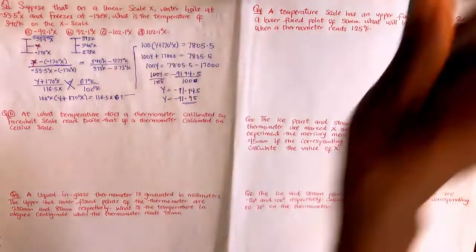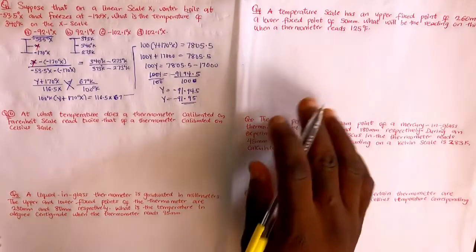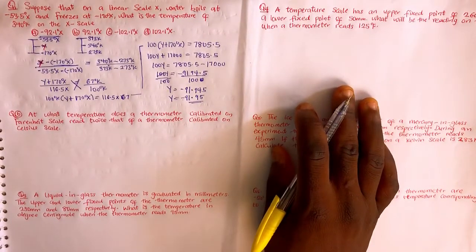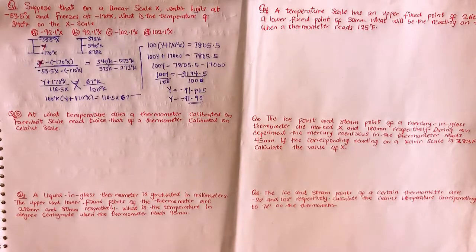So let's move to question 2. At what temperature does a thermometer calibrated on Fahrenheit scale read twice that of a thermometer calibrated on Celsius scale? This one is actually conversion of temperature, but the thing is that if you are not careful enough, you won't be able to interpret the question very well, because the question is somehow, okay, how can I put it? It's not difficult actually, but it's somehow tricky.